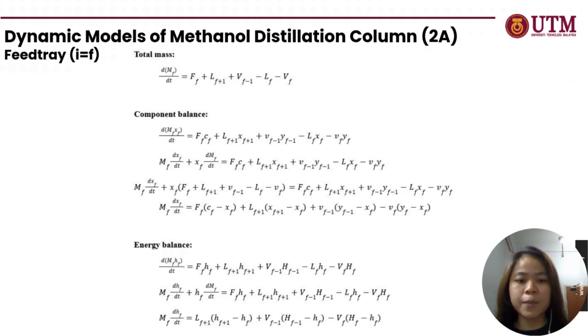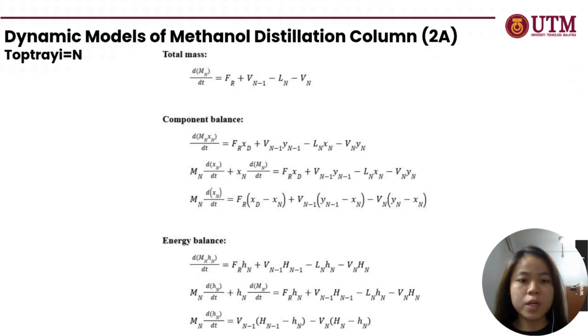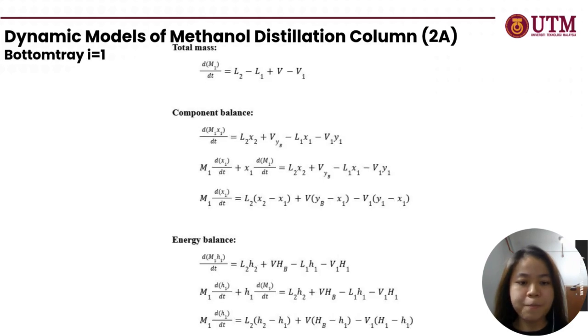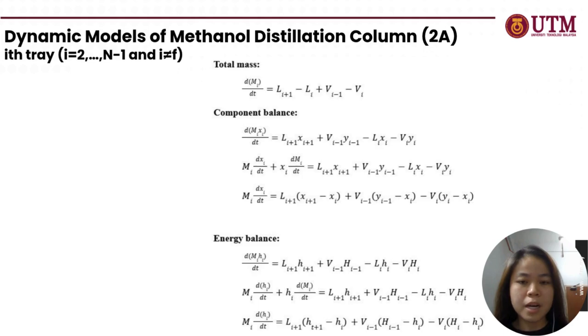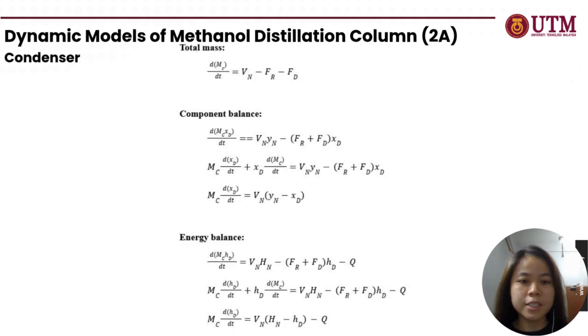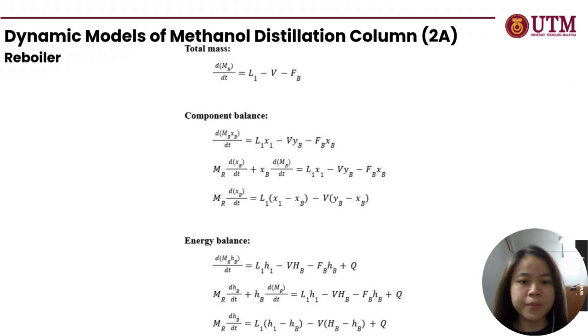So this slide shows the working step for the feed tray. And this is the working step for the top tray, bottom tray, and the i-th tray where i is 2, 3, 4, up to n minus 1. Then this is for the condenser. And lastly is the reboiler.